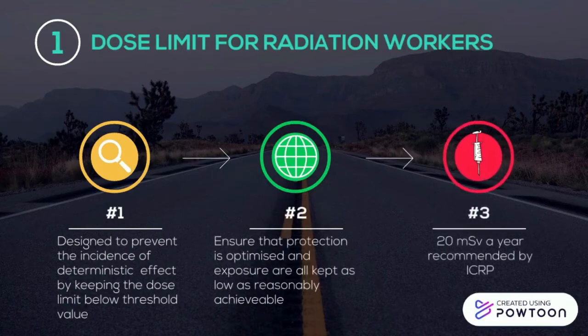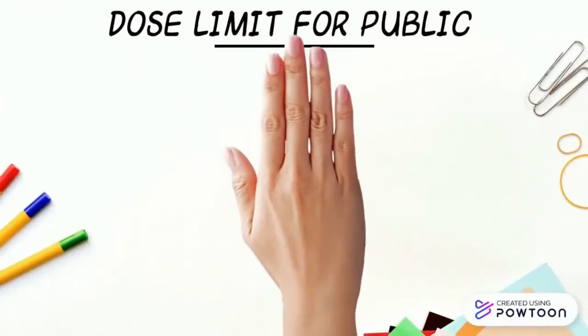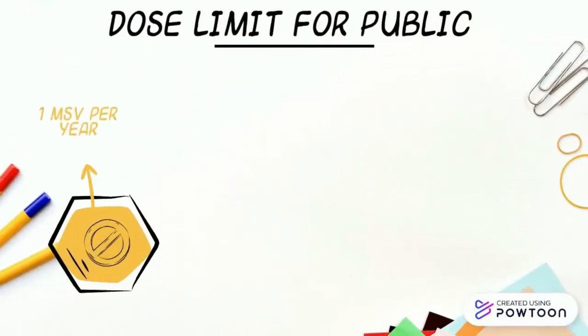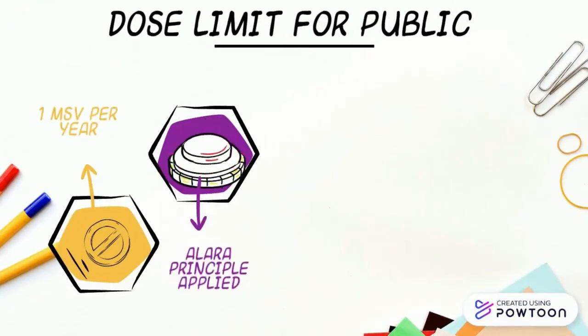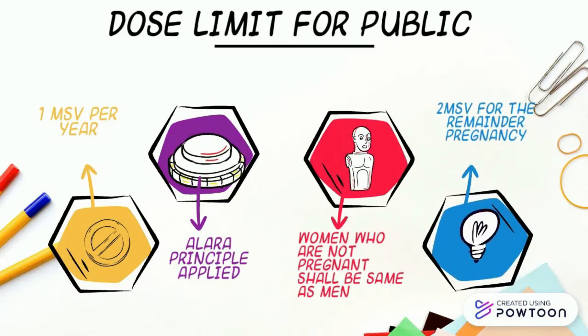Third is 20 mSv a year recommended by ICRP and does not exceed 50 mSv in any single year. Dose limit for public. For a member of the public, the dose limit is 1 mSv per year. ALARA principle is applied. The dose for women who are not pregnant shall be the same as men. Once pregnancy has been declared, the dose limit shall be 2 mSv for the remainder of the pregnancy.